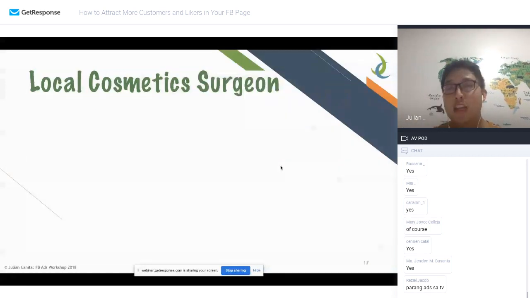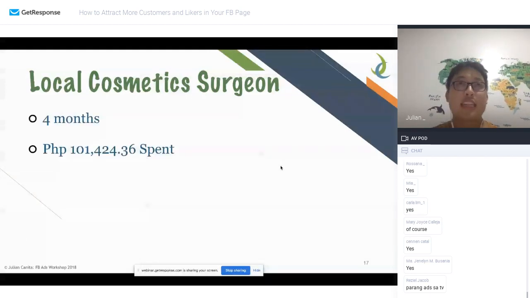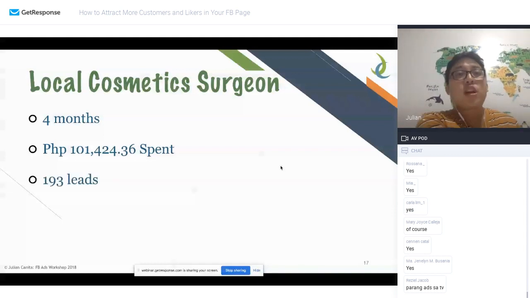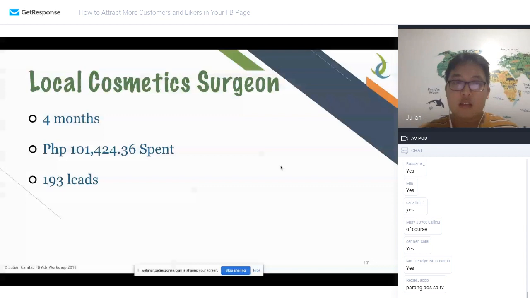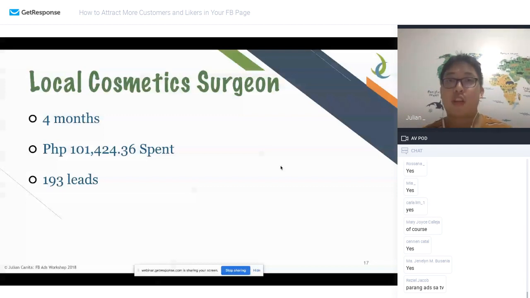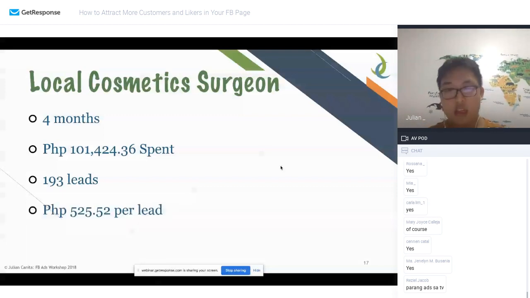No. For a local cosmetic surgeon in QC, for a period of 4 months, we spent 100,000 pesos. That's less than 1,000 pesos a day. We were able to generate during this time 193 leads. Medyo mahal, no? That's 500 pesos per lead. Hindi man lang siya customer.